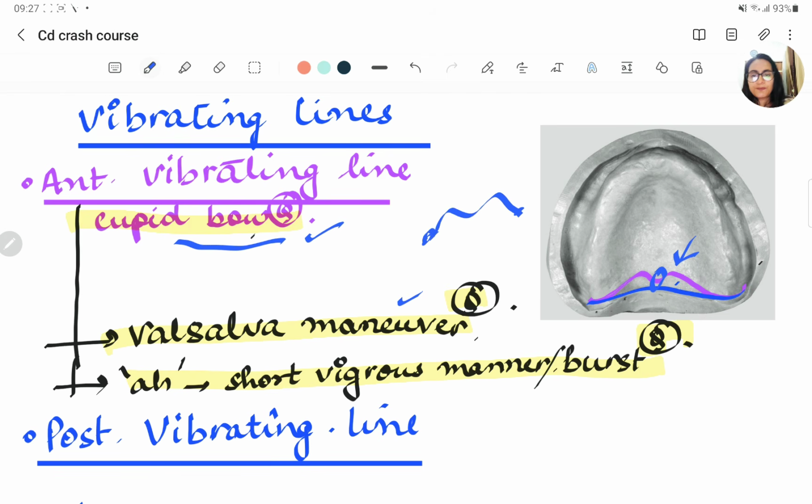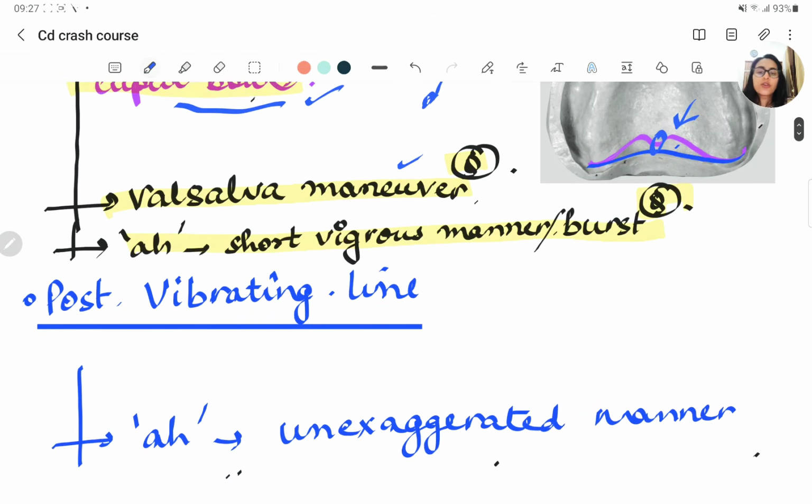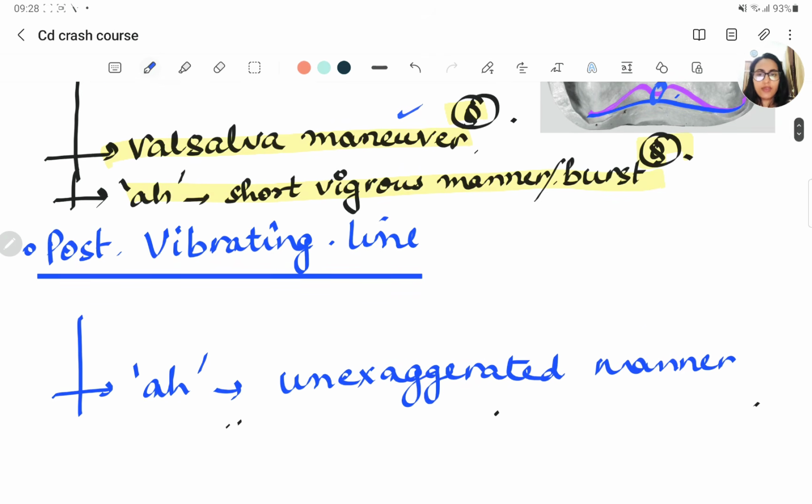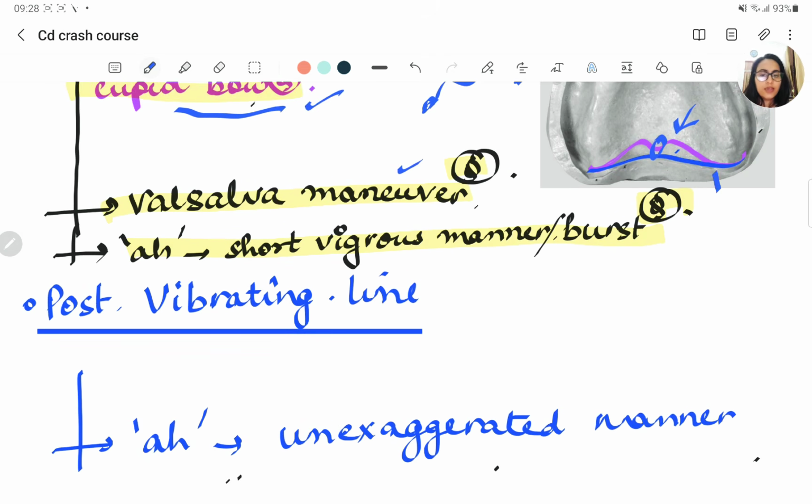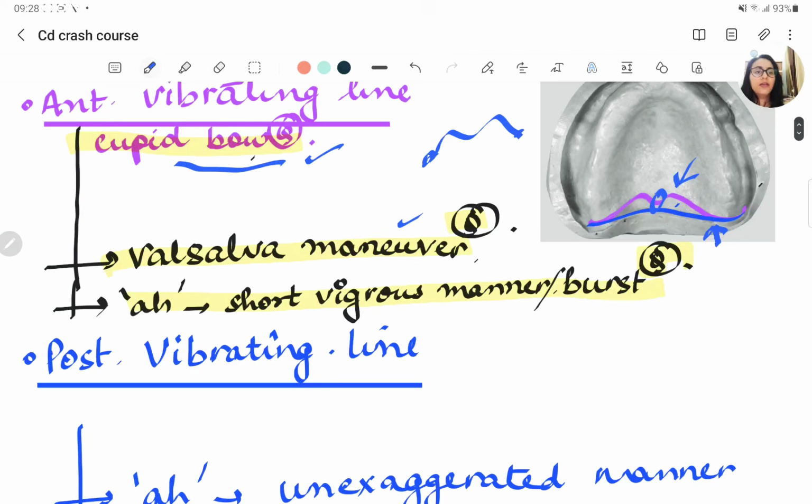Like this cupid bow. It is also recorded when we ask the patient to say ah in a short vigorous manner. That means a very short and loud manner. So the patient is going to say ah like this, very loud but short. The posterior vibrating line is the one present posteriorly. Basically it is from slightly movable to completely movable, while on the other hand, the anterior was from non-movable to slightly movable.